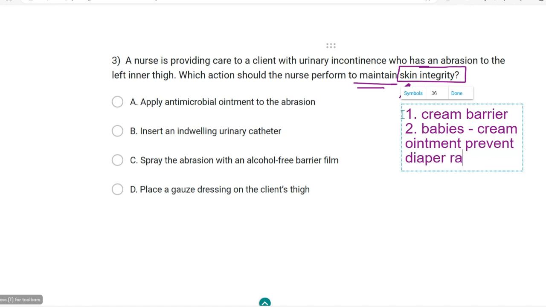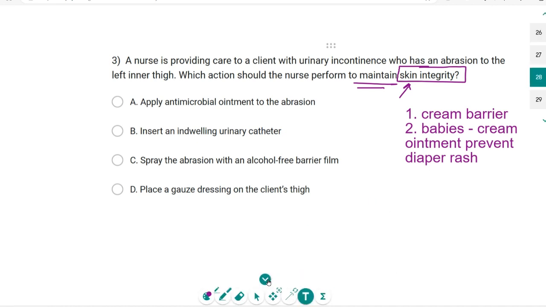Okay, so now you're just going by what you know. Go with what you know. You know something about maintaining skin integrity. You know what you would do for anybody who has urinary incontinence to maintain skin integrity. And they throw in that, okay, this person has an abrasion on his left inner thigh. He already has a little scrape or scratch, which could be related to the urinary incontinence, but we know that he has some breakdown. This person has some breakdown in their skin. So we want to maintain it. What are we going to do for them? So that might be some of the first things that come to mind. That's what came to mind for me.